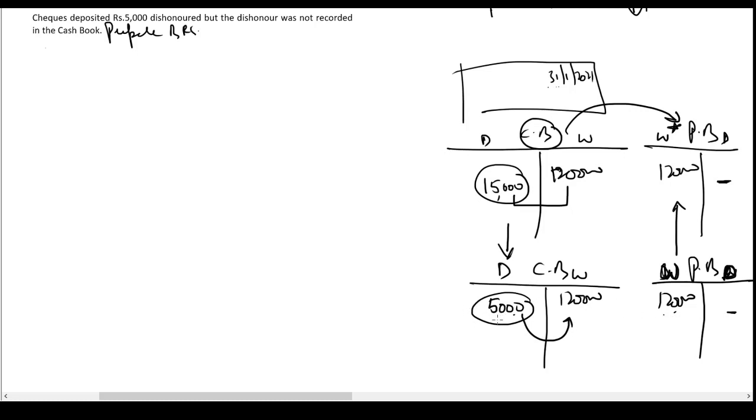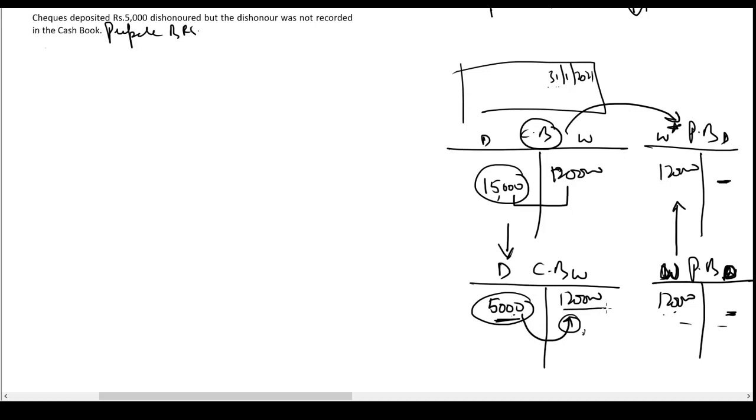Check was deposited, the check was dishonored, but the dishonor was not recorded in the cash book. What do we mean by recording dishonor? Recording dishonor means when we have received the check, we have recorded a deposit. So when the check is dishonored, it has to be credited and cancelled. But this dishonor was not completed up to 31st December 20. There is no entry in the passbook. There is no credit or debit in the passbook. There will be a credit in the passbook only when the check is cleared, when the money comes into the bank account. So now what will happen?